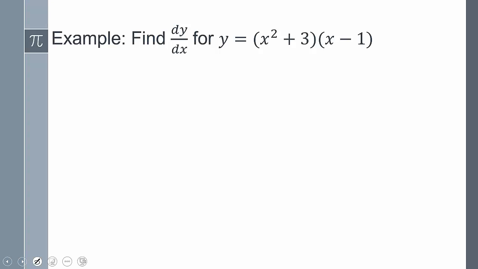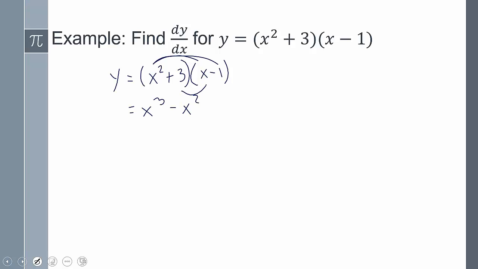So this, it says, find the derivative of y in respect to x for dy. Now in this instance, we will learn a property or a rule to help us with this, but for now, the only thing that we can do is manipulate this statement to where we can then use the power rule. So x squared times x is x cubed. X squared times negative 1, minus 3x and minus 3.